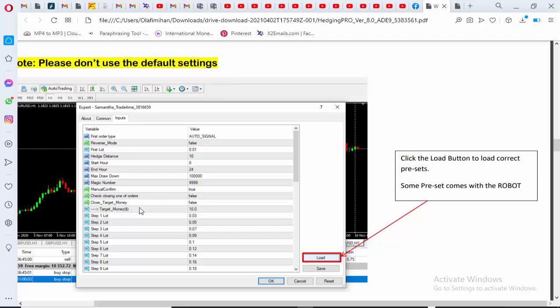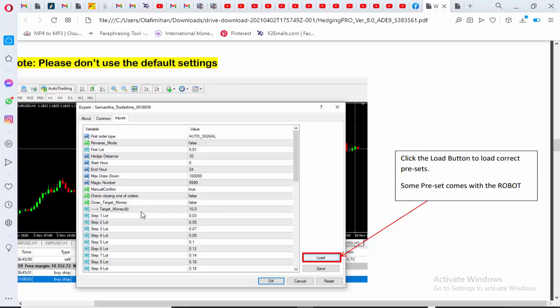Then the target money is 10. Like here now, if you look at it here, it is $10. If you are trading cents, this will be 10 cents. If you are trading dollars, this will be $10. If you are trading in naira, this will be 10 naira. So when you put this target money to true, the software will be checking your profit, your target profit, what is here. It will be checking it for you.